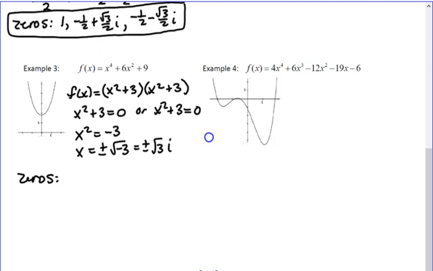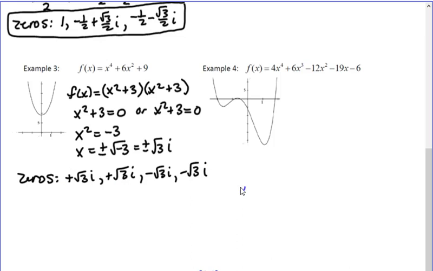My zeros are positive the square root of 3i, positive the square root of 3i, negative the square root of 3i, negative the square root of 3i. Make sure that i is outside the radical. I didn't really have to put the positive signs, but those are my 4 zeros.